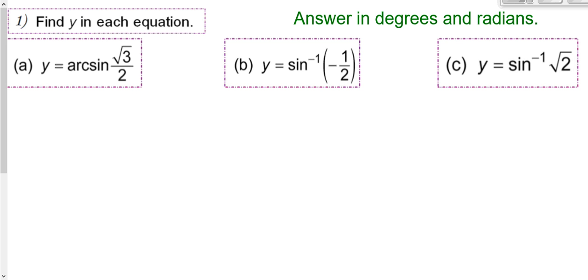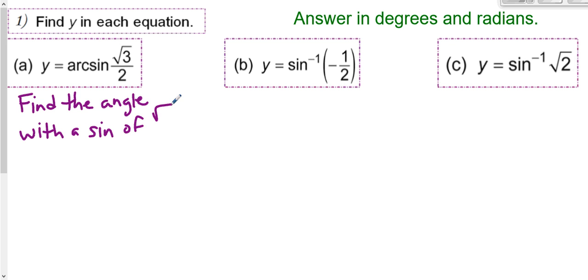Okay, so number 1a, we're finding y. Y equals arc sine of square root 3 over 2. That means find the angle with the sine value of square root 3 over 2. And remember, for inverse sine, this has to fall between negative 90 and positive 90.